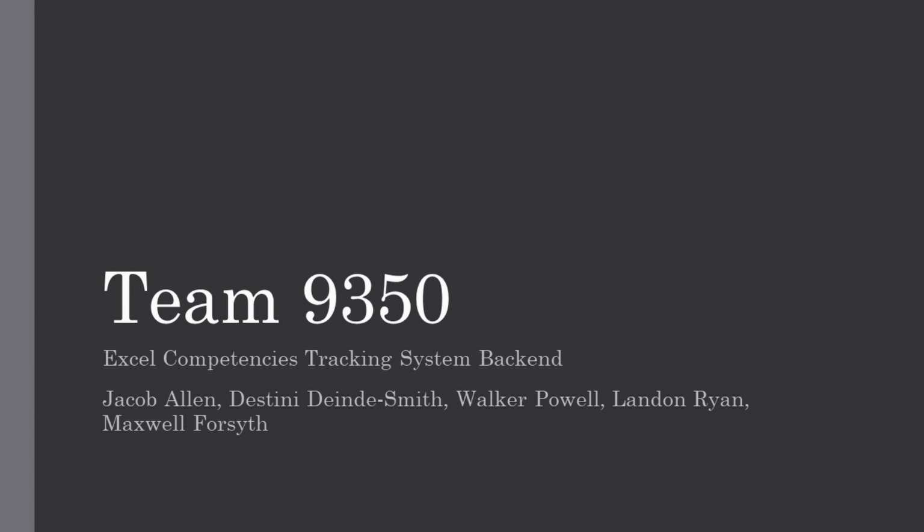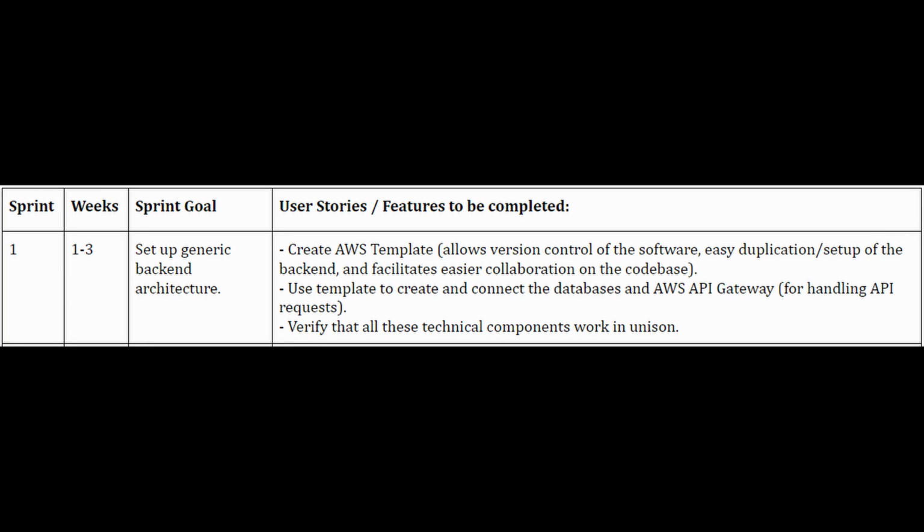This is the Sprint 1 demo video for Junior Design Team 9350. Our project is the Excel Competencies Tracking System, and our team is in charge of creating the backend. Our primary goal this sprint was to set up the databases that we would be using throughout the rest of the semester, and getting the entire team familiar with how our codebase is structured.